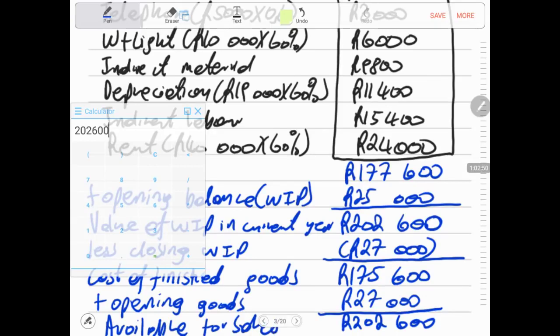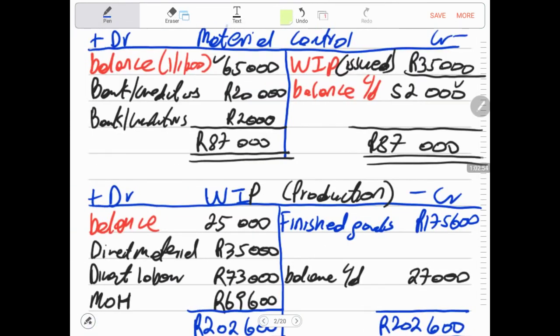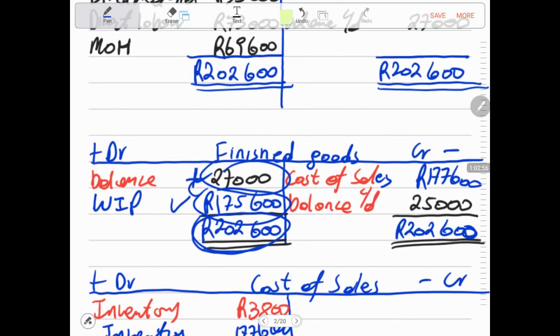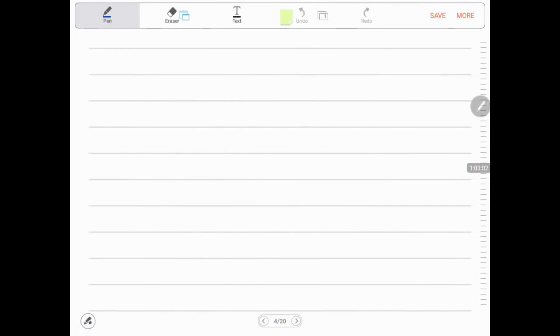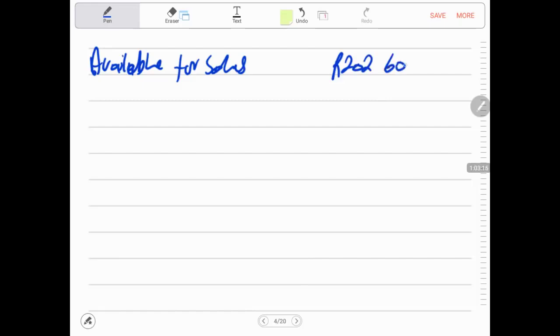And if this is what is available for sales, then the question is, what is left at the end of the year? What is left at the end of the year is only 25,000, meaning the rest must have been sold. Therefore, let me again start on a new page by saying available for sales. Inventory available for sales is 202,600.